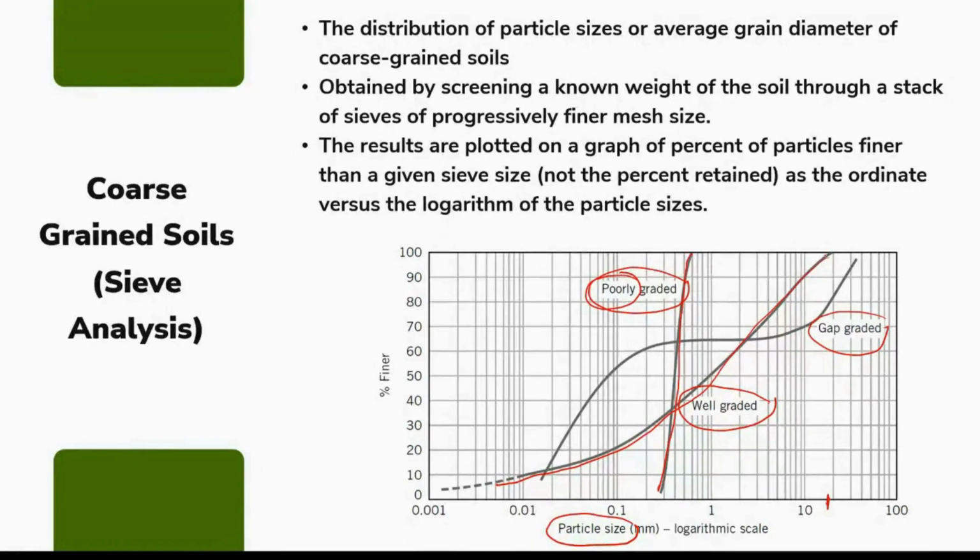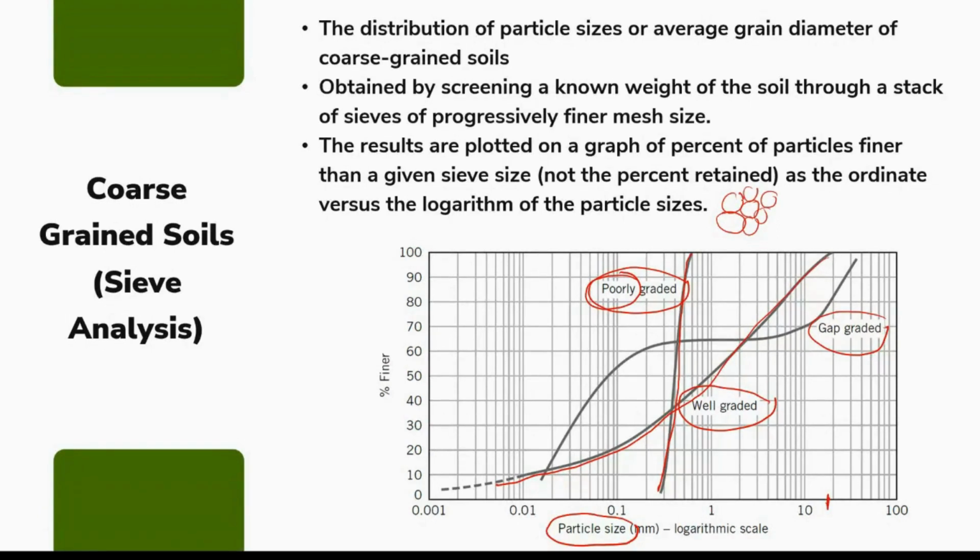Okay, that's why the distribution of size dengan variety of size particle ni, dia akan memberikan good graded ataupun well graded of the soil sample yang kita collect tu. Okay, gap graded ni dia akan mungkin terlebih size yang besar. Tapi yang the best one is you need to have a variety of size particle di dalam sesuatu sample tu. Okay, maksud kata kalau poorly graded for this case means that dia ada satu size je.